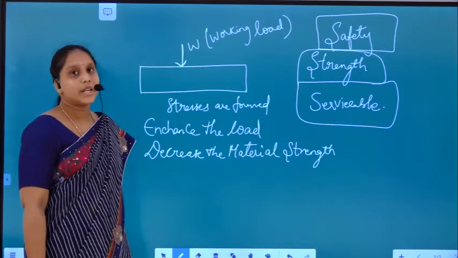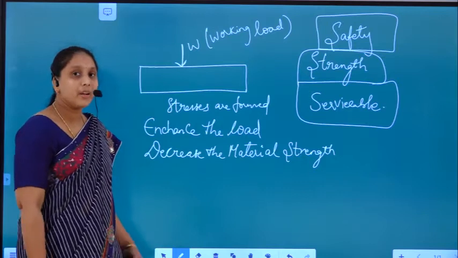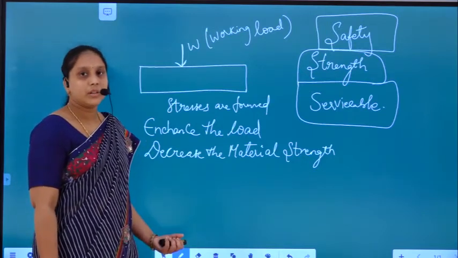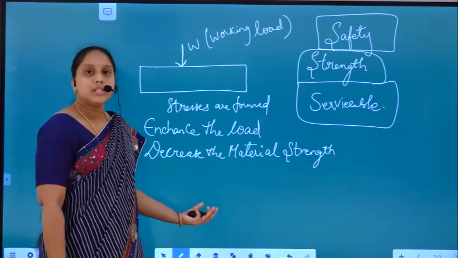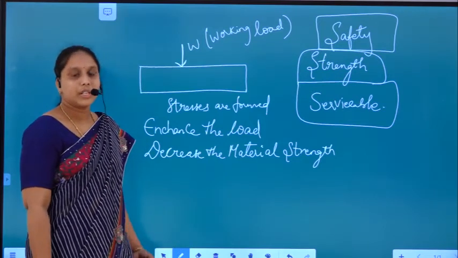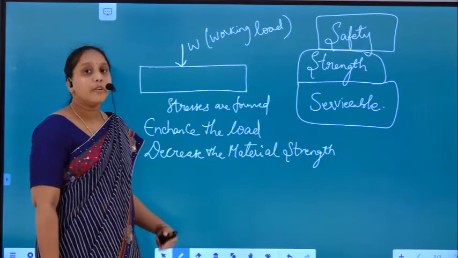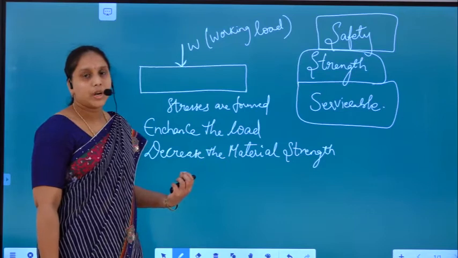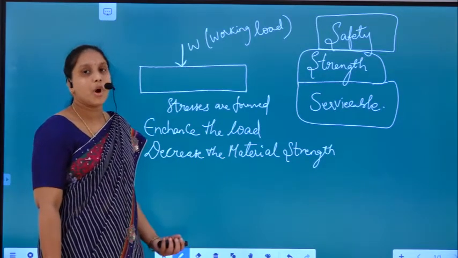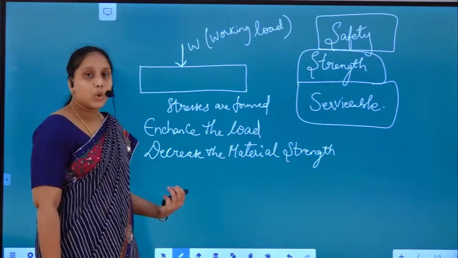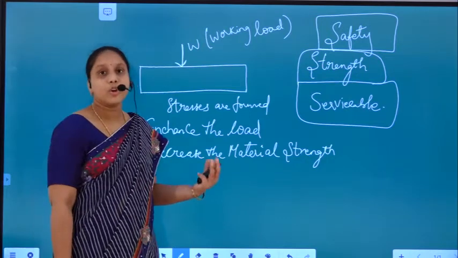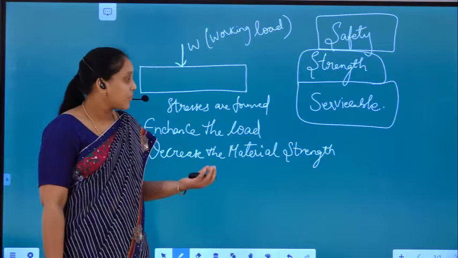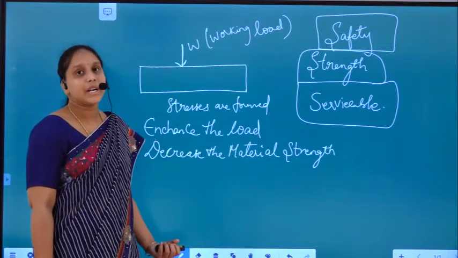So here, in RCC, what are the 2 materials we have? The 2 materials are concrete and steel. The concrete has some strength, and steel also has some strength, isn't it? So what we are going to do is, from the safety point of view, we are going to decrease the strength of the material. That is, in the design, we are going to use the decreased material strength.